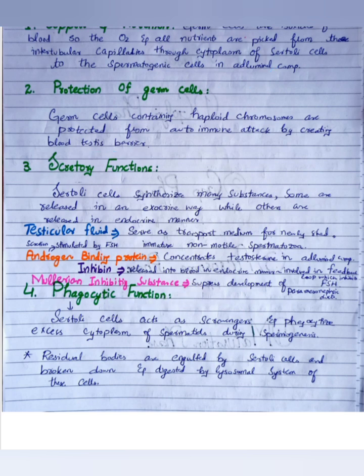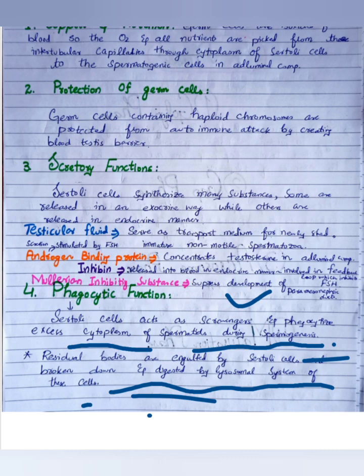Then there come the phagocytic functions of the Sertoli cells. The Sertoli cells act as scavengers and phagocytize the excess cytoplasm of the spermatids during spermiogenesis, and the residual bodies are engulfed by the Sertoli cells and broken down and digested by the lysosomal system of these cells.